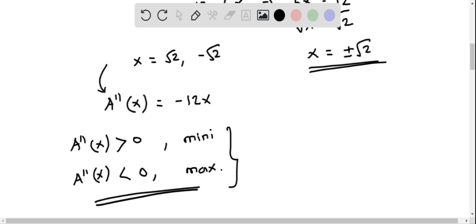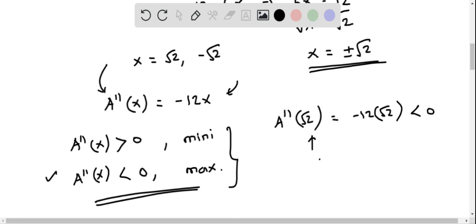So I'm going to plug in x equal to root 2 into this second derivative. Therefore this becomes A double prime of positive root 2, and this gives negative 12 times root 2, and this is a negative quantity. So this comes to be negative, which means at this point area is maximum. So at x equal to root 2, the area is maximum.